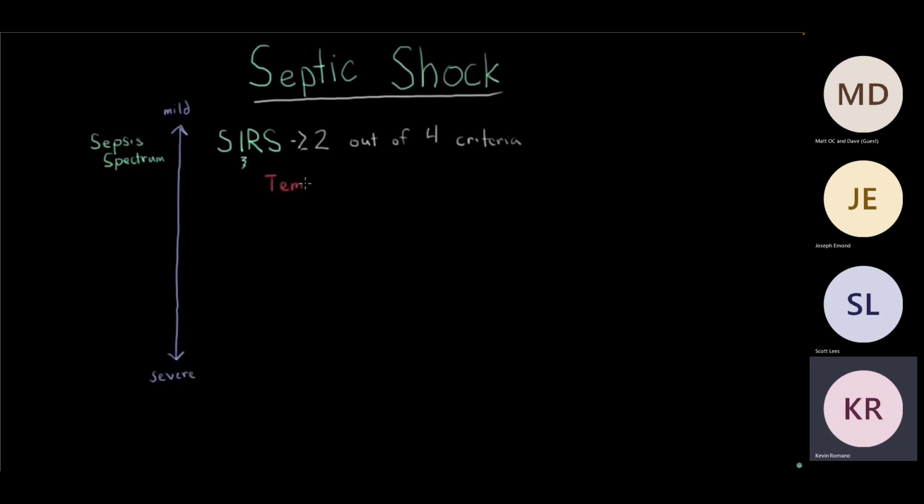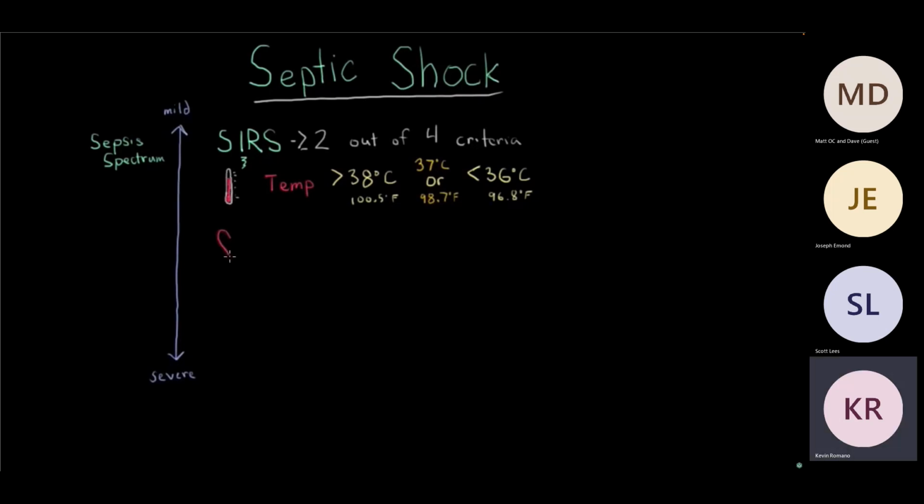First of all, having a temperature above 38 degrees Celsius, so that's 100.5 degrees Fahrenheit, or having a temperature less than 36 degrees Celsius, which is 96.8 degrees Fahrenheit. Now, to give you an idea of what's normal, normal body temperature is 37 degrees Celsius or 98.7 degrees Fahrenheit. So this is about what a patient will have if they have a normal temperature. So being very feverish or being very cold and clammy can be a part of SIRS criteria.